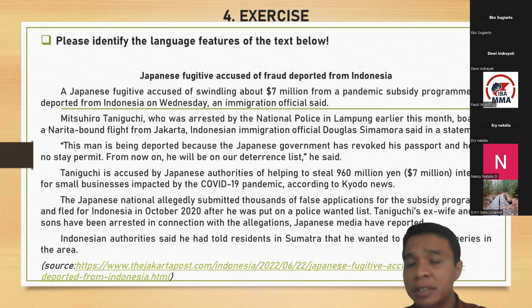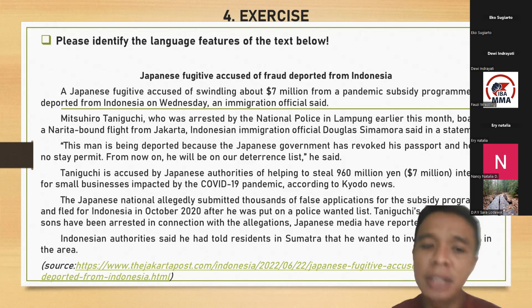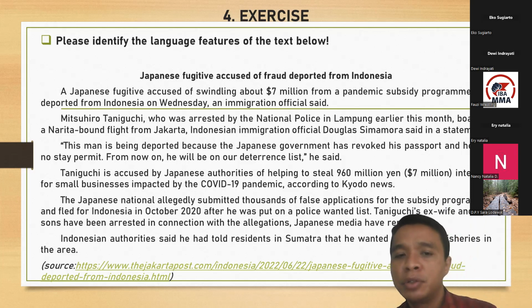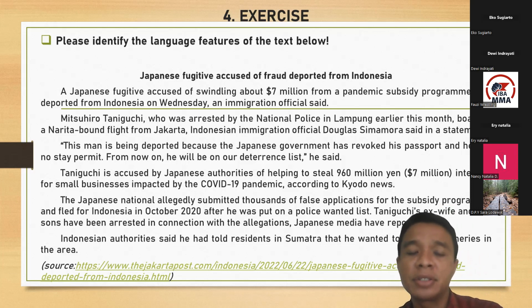Dewi? Yes, may I try? Okay, please, Dewi. Time is yours. All right. I have already chosen the first language feature: simple past tense. Could you tell us which one is the use of simple past tense in this text?